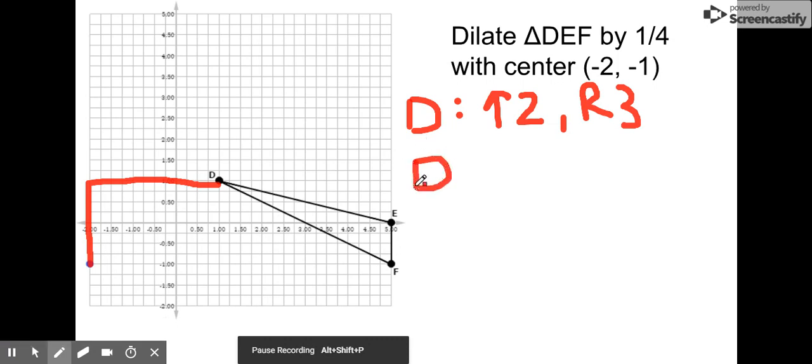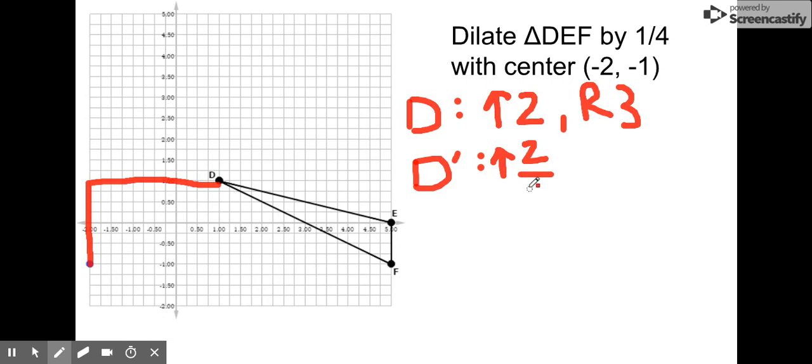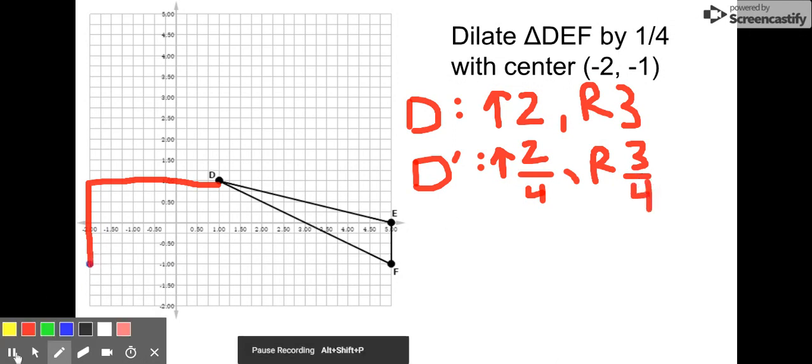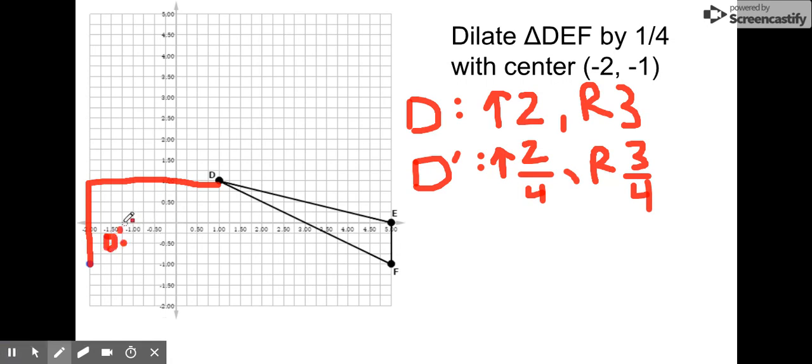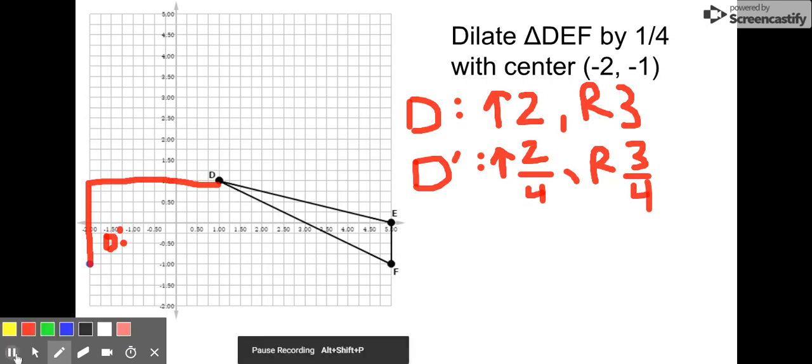So I know that for D prime, I'm going to want to go up 1/4 the amount and right 1/4 the amount. So I'm just going to write these as fractions, and I'm not going to reduce them either, because I notice that my intervals are going by 1/4 every time, so 0.25. And so I think this is a little bit easier to leave as fractions. So I know that I'm going to want to go up 2/4, right 3/4 from that center of dilation to find the coordinates of D prime. So we can see that D prime is located at (-1.25, -0.5).